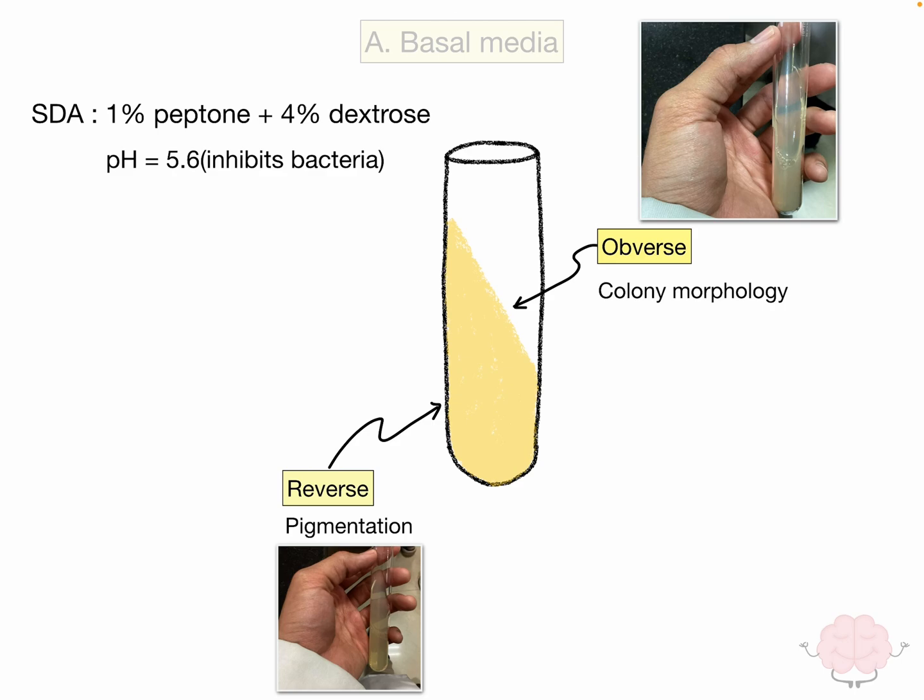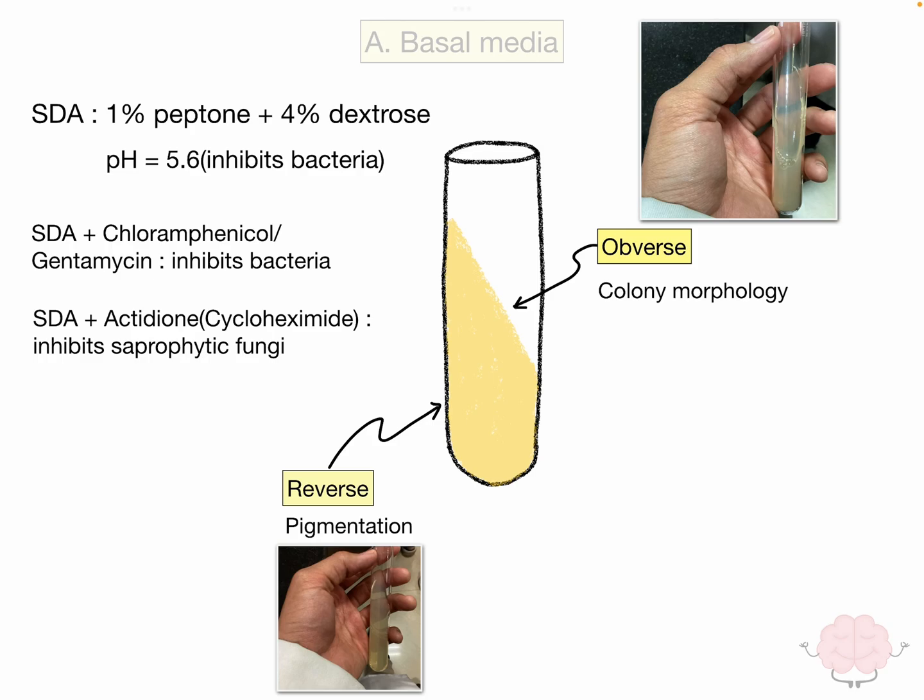Now, since this SDA media can be contaminated, meaning any bacterial or other fungal growth can happen in SDA media, we use some extra supplements in this SDA. So we add some antibiotics. In SDA, we add chloramphenicol or gentamicin in order to inhibit bacteria. Or we can also add actidione or cycloheximide, which inhibits the normal saprophytic fungi, right?